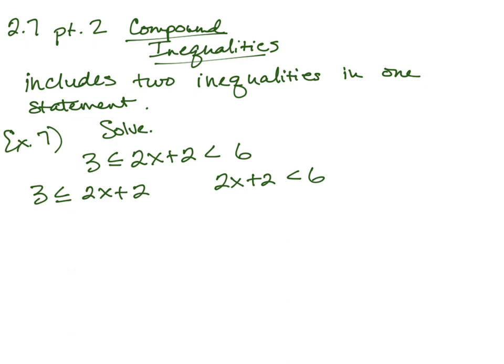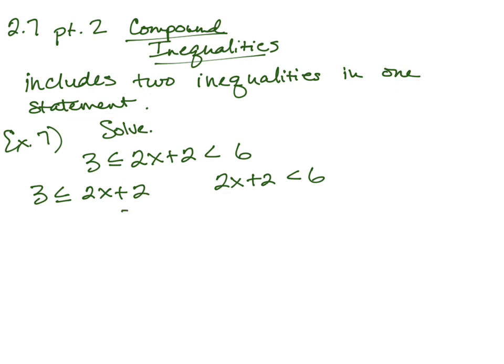So this is saying two things. This is saying 3 is less than or equal to the equation 2x plus 2, and at the same time, 2x plus 2, that equation, is less than 6. So let's evaluate both. On the first, what are we going to do here?